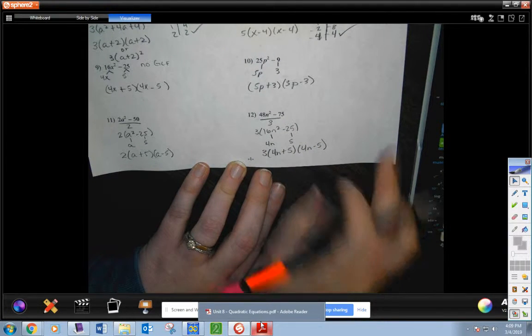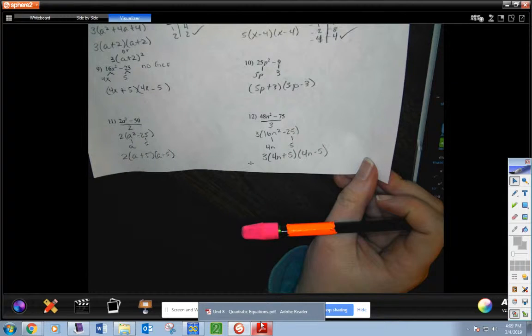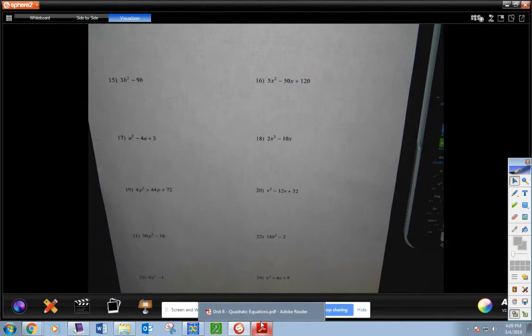Okay, now you have an example of each one. So remember, always look for a GCF first. You're going to flip this over and you are going to complete the back. If you have questions, let me know.